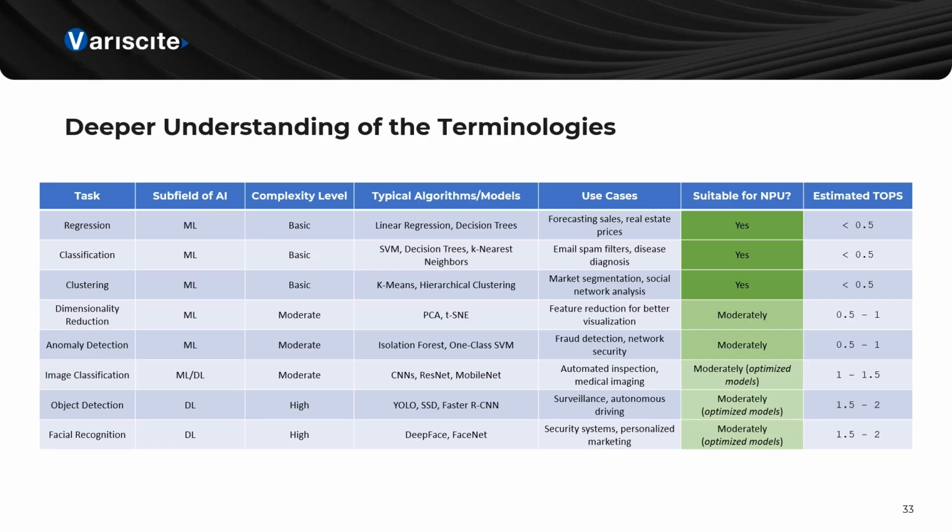Whether you're working with basic tasks like regression and classification or more complex ones like object detection or facial recognition, this table can be used as a guideline and a starting point to help you know what you can expect from each SOM and some of the typical algorithms and models and use cases that are available.